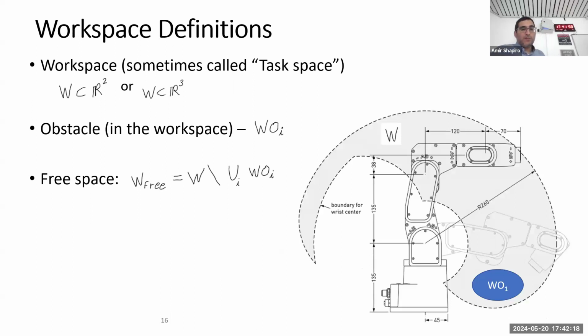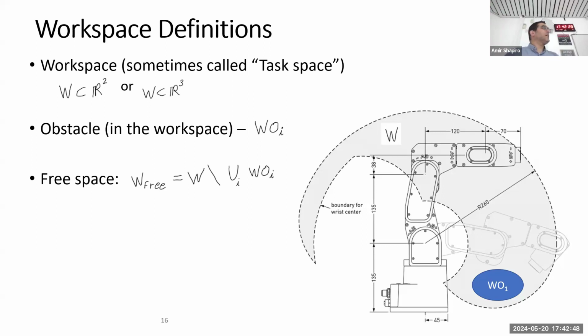Now, let's talk about workspace. We define workspace, and sometimes this is also called task space. As I told you, this is the space in which the robot performs its task. It can be a two-dimensional space, it can be a three-dimensional world space.